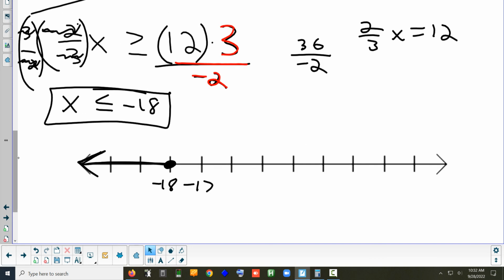Okay, so maybe the fraction just tripped people up a little on that, I'm not sure, but multiplying by the reciprocal we hadn't done in a while.